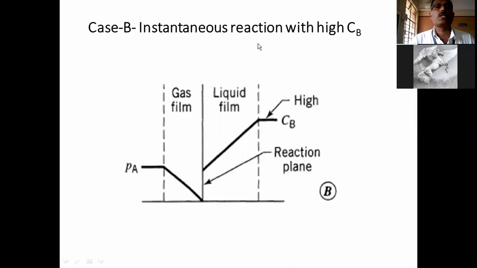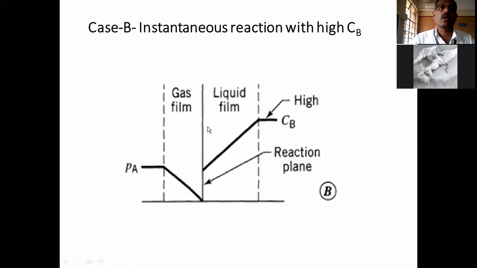Suppose case B with the instantaneous reaction, the same as case A, the instantaneous reaction with high CB only. High CB, which you have already seen: the reaction plane in case A will be formed in the liquid film. In this case, you see the reaction plane in the liquid film when the concentration of B is higher. So the concentration of B is higher, which means the diffusion of B is more, so the rate of mass transfer will be more as compared to the rate of mass transfer of A in the liquid film.